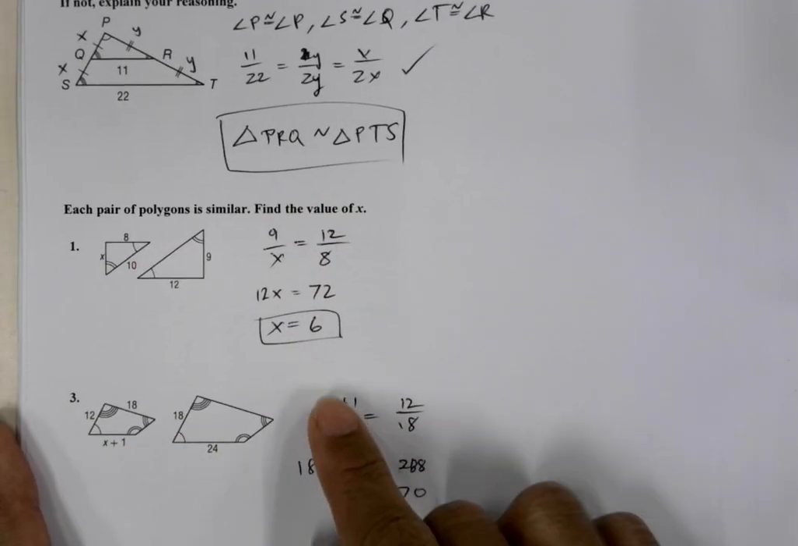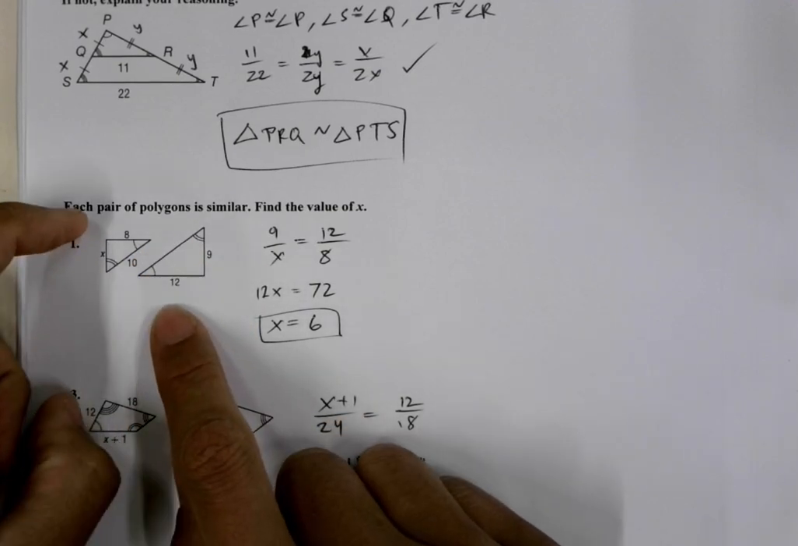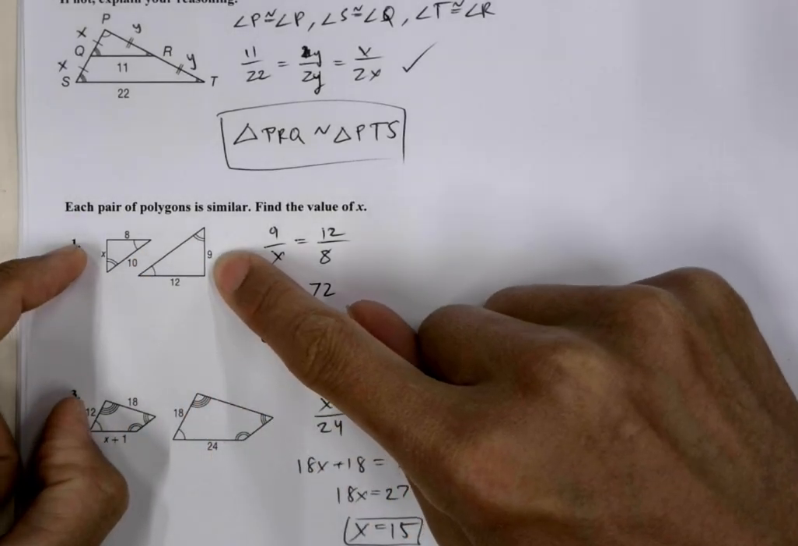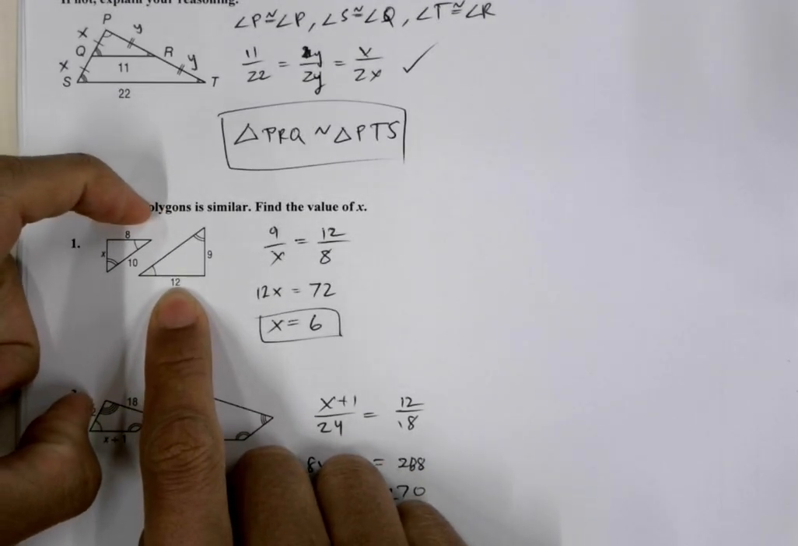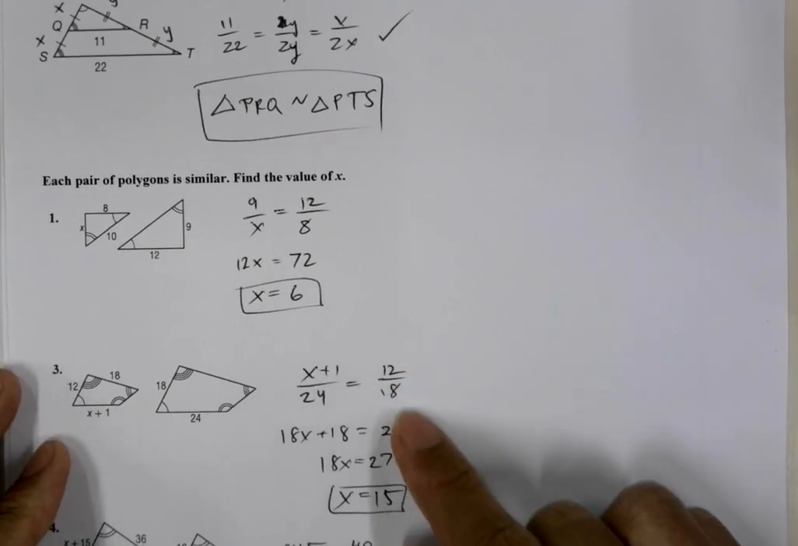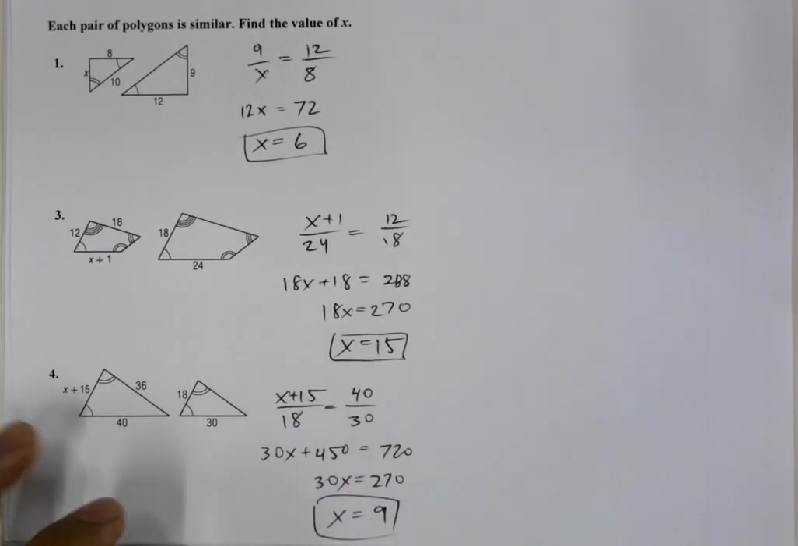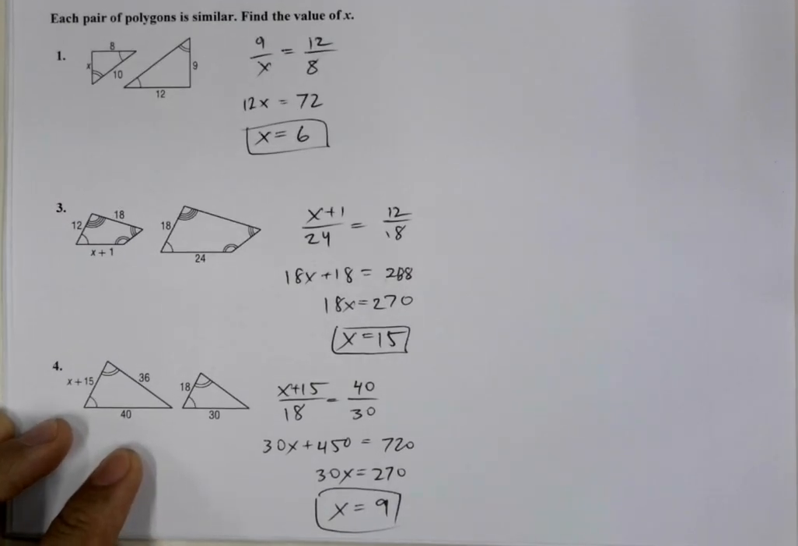And then down here, we know that the polygons are similar. It's given. So we say that this side over that side is equal to that side over that side. We solve for x. And then over here, we do the same thing, and we're solving for x. Down here, we're doing the same thing. We're solving for x as well. Right? So those are the answers for those exercises.